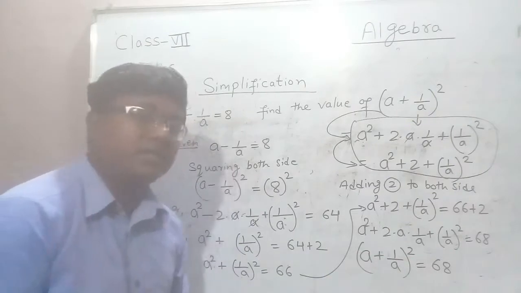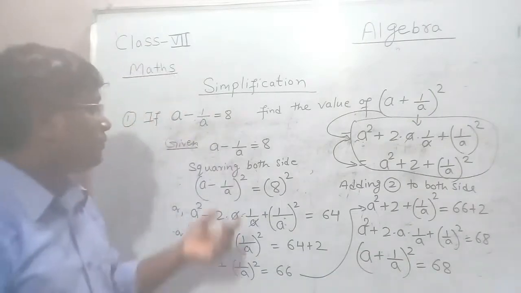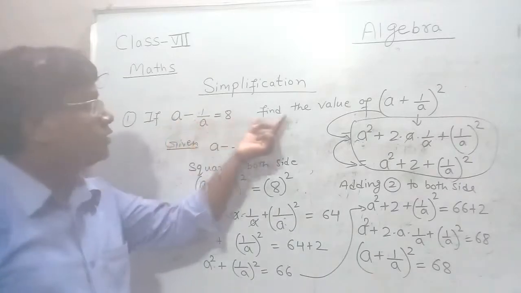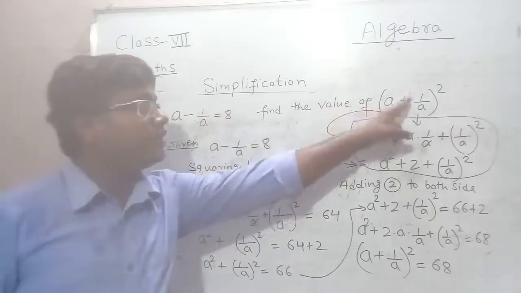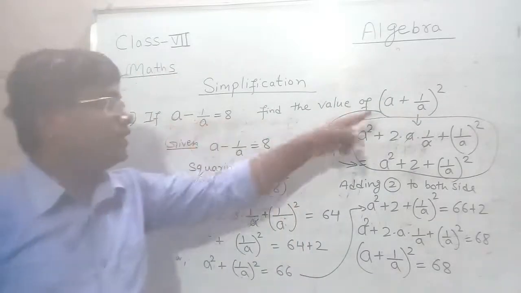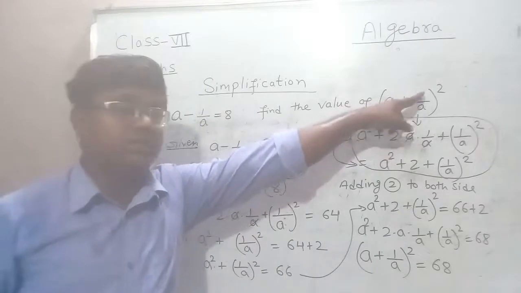So once again, let's see. The question is a minus 1 upon a is equal to 8. So we need to find the value of a plus 1 upon a whole square. The question is given in minus, but we need to find the value in plus, in whole square.